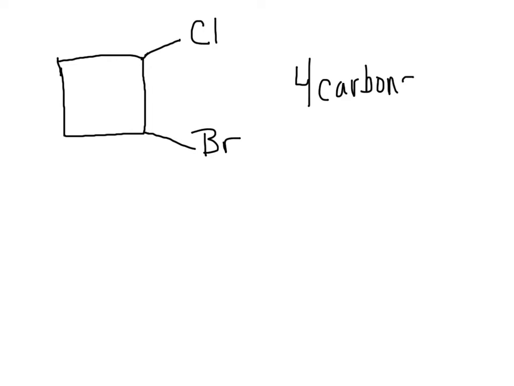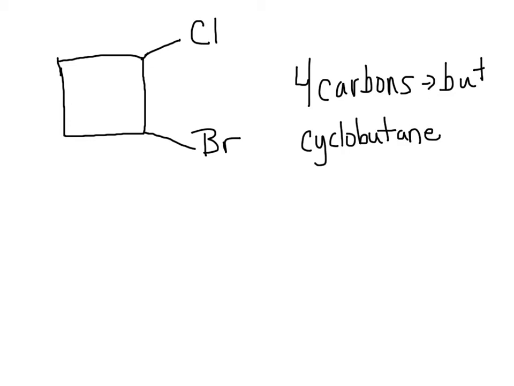I know that if I have 4 carbons, the prefix is bute. I know they're in a ring, so I'm going to put cyclobute, and I have all single bonds, so it's cyclobutane. Now that I have that, I want to worry about how I'm going to number this molecule so that I can get the location of those substituent groups.